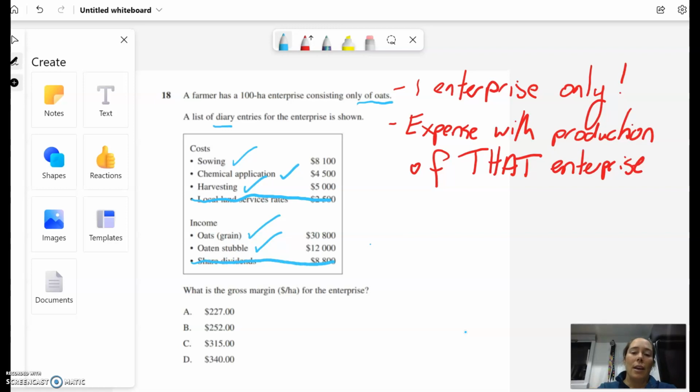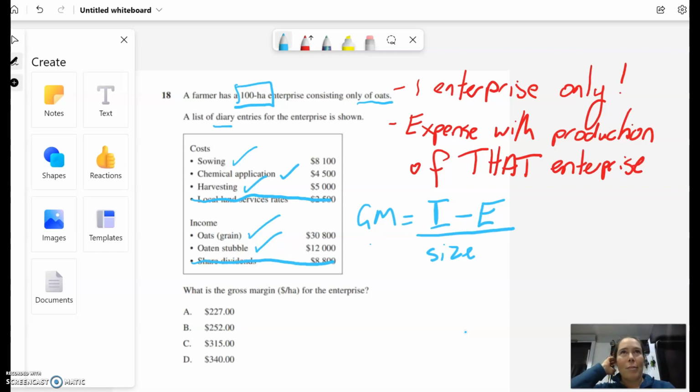All right, so our income, remember our equation for a gross margin is income minus expenses, divided by the size of the enterprise. Now, we might measure the size of the enterprise here. It's for 100 hectares. For another example, it might be 1,000 cows. So you divide by the size of the enterprise. So here we've got income of 8,100, 4,500, and 5,000.